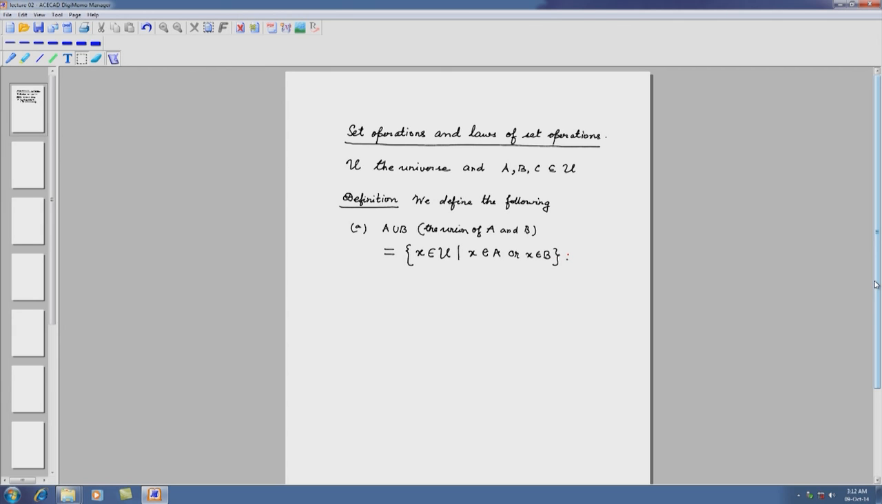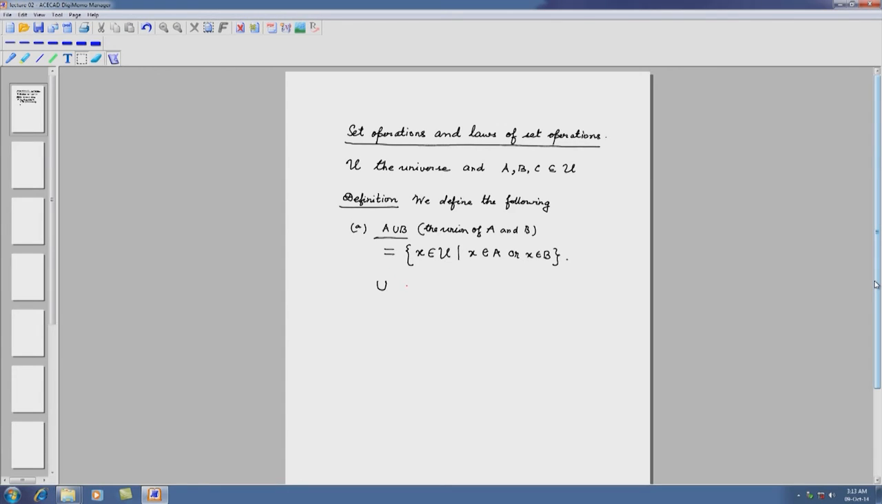Now, this is intuitively very clear. This only means that given any two sets A and B, I can consider a set which contains all the elements of A and all the elements of B. Needless to say, it will contain the elements which are both in A and B. And this bigger set is denoted by A union B. This symbol is the symbol of union of two sets. So, this is an operation on sets.